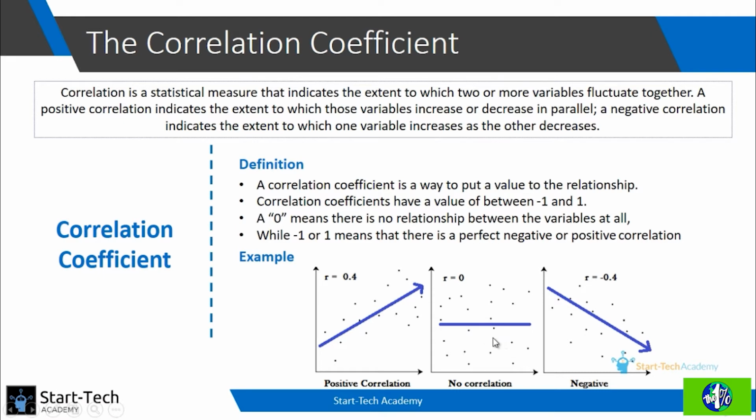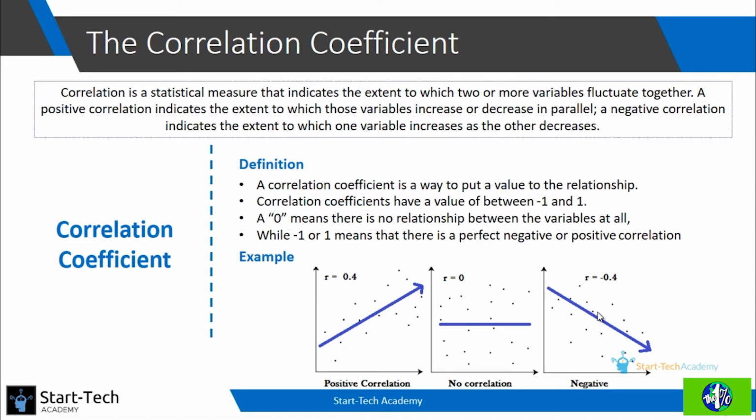The middle one is representing no correlation. Even if you increase the value of one of the variables, the other one does not change. The third one is showing negative correlation, that is, if you increase the value of one variable, the value of the other variable is going down.